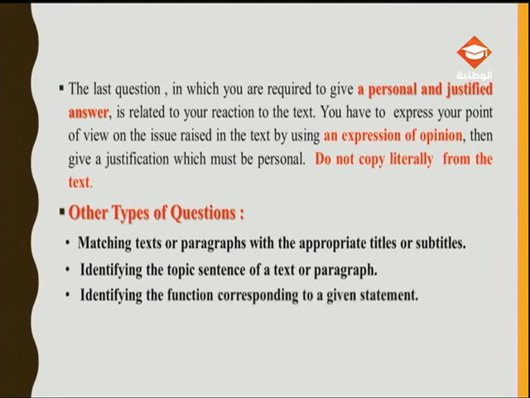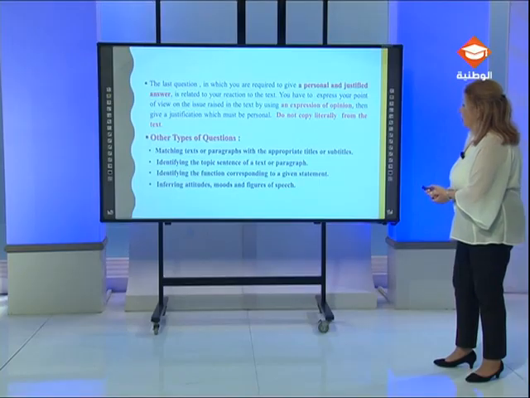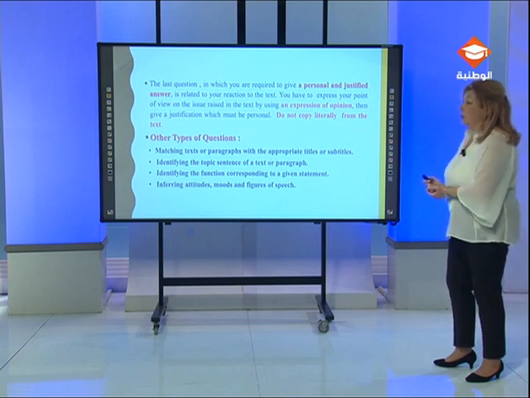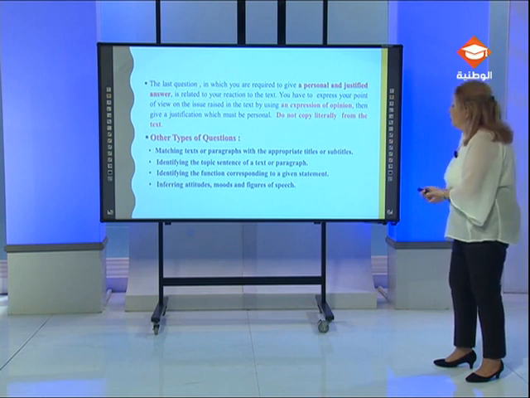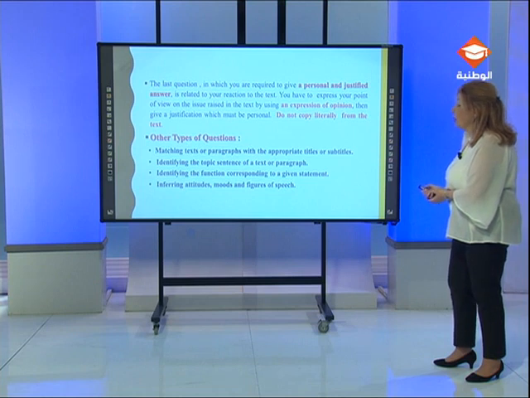Another question would be to identify the function corresponding to a given statement. By function, we mean apology, thanks, obligation, necessity. So different types of functions could be asked in this question. Finally, inferring attitudes, moods, and figures of speech. For example, you have to choose a character's personality, things like that, moods, figures of speech. So this type of question is also given in the reading comprehension.